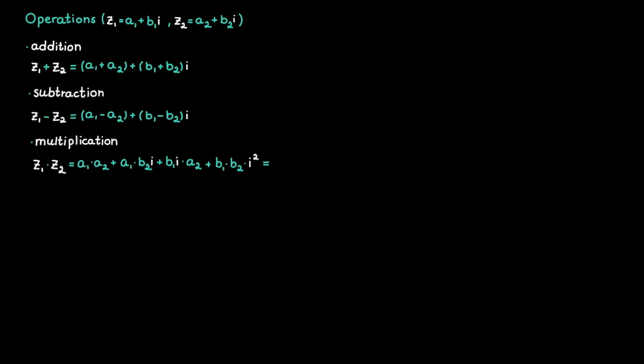And now we can use the definition of the imaginary unit that tells us that i is equal to the square root of minus 1, and therefore i raised to the power of 2 is going to be equal to minus 1. So if we use that here and then rewrite this expression by gathering up all the real parts and then gathering up all the imaginary parts, we get that multiplication is defined as the following.